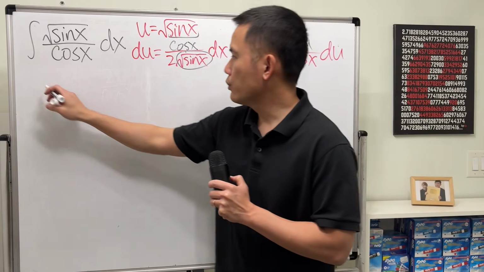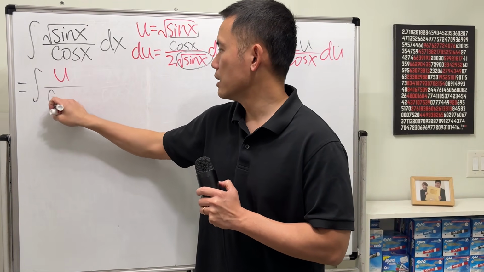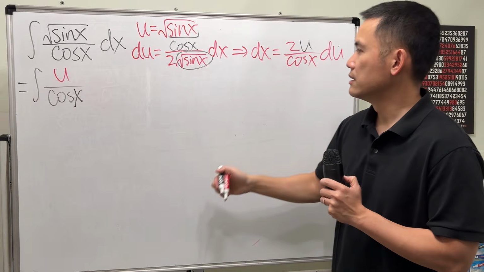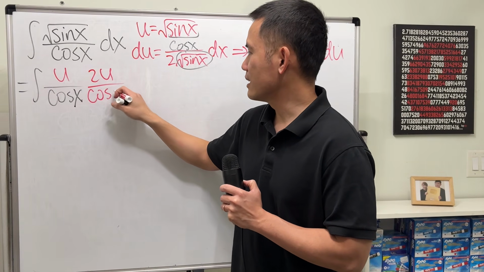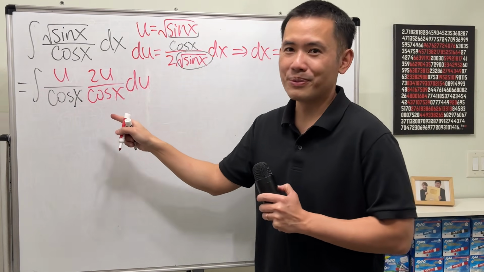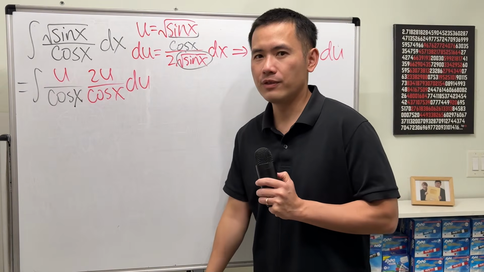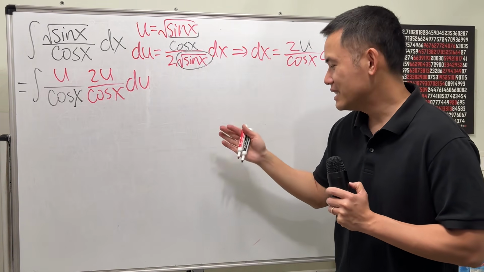Okay, so here we have the integral. The top is u, and the bottom is cosine x. The dx is this. I don't think we can cancel out things nicely, huh? Because cosine x is at the wrong place, right? If this was on the top, that's much better, but unfortunately not. But don't give up. This is an easy fix.